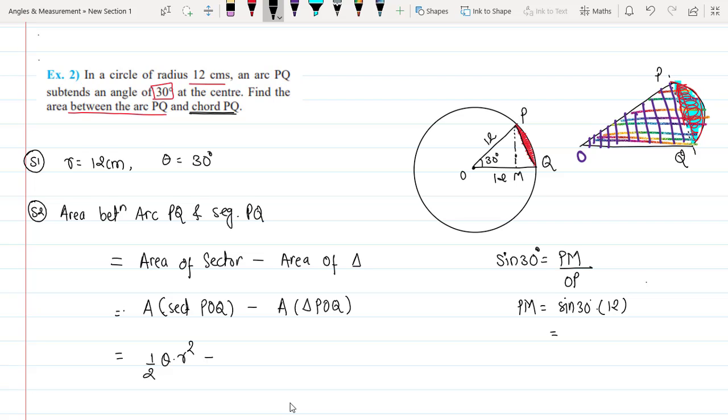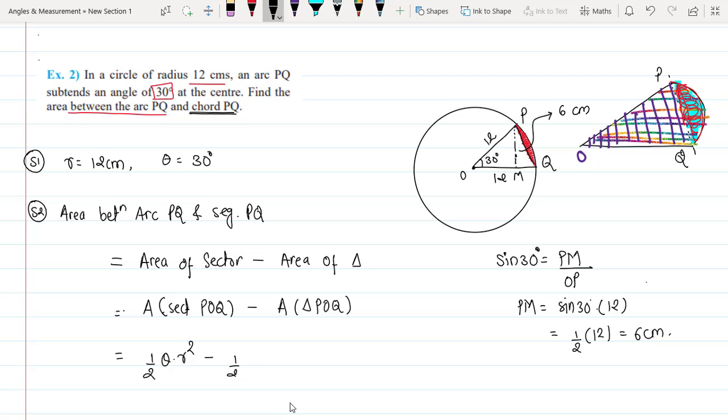How much is the sine 30? Half, it's 1/2. So 1/2 into 12, I am getting PM as 6 centimeter. Is it okay everyone? PM is equal to 6 centimeter. Once you get this PM, what is the area of a triangle?